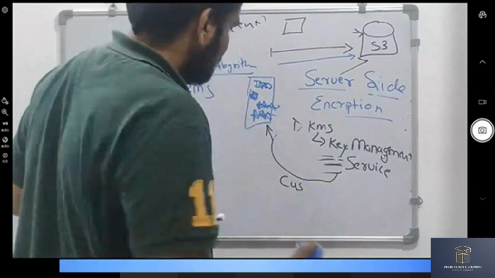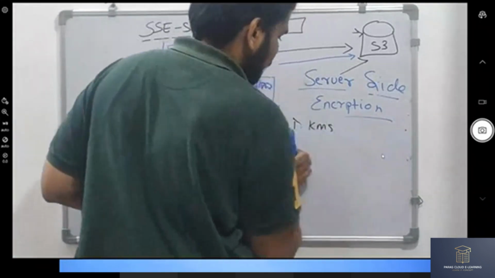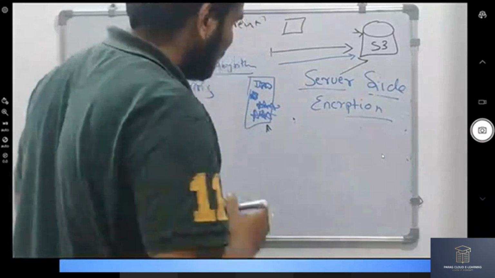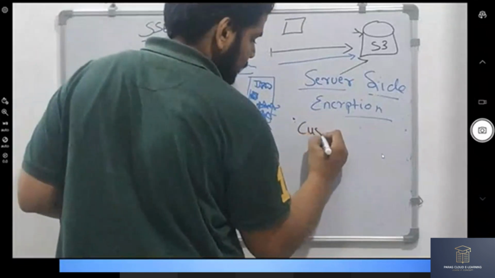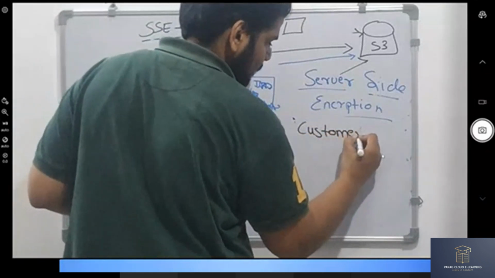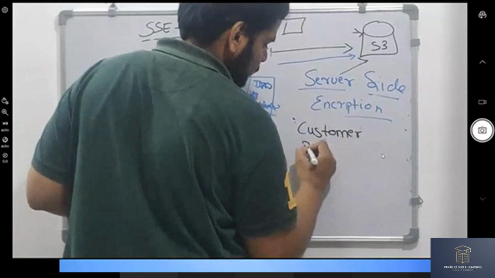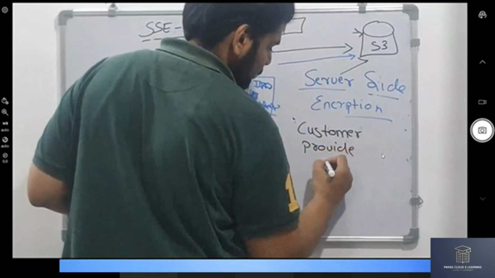And the third type of encryption is customer provided key.